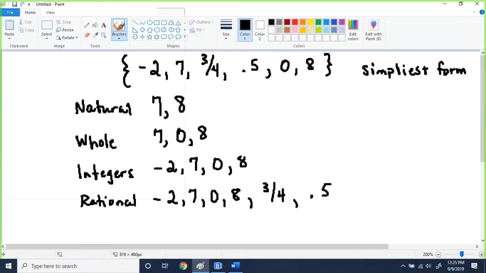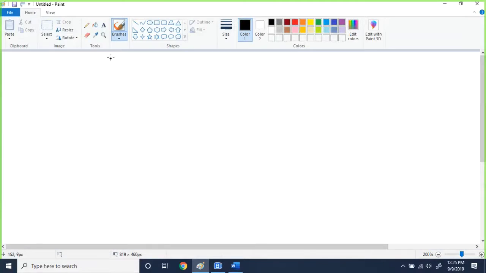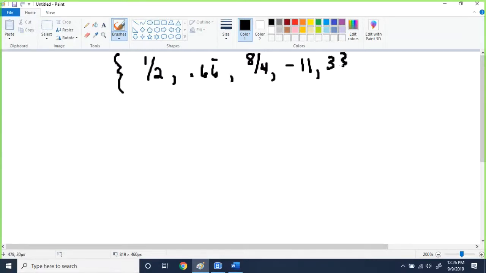Okay, let's try another number set. And these are just brackets, another extension of parentheses. Here we have 1/2, 66/100 repeating, 8/4, or 8 divided by 4, -11, and 3. Now remember, before we start putting our numbers into categories, we want to be sure they're in the simplest form.